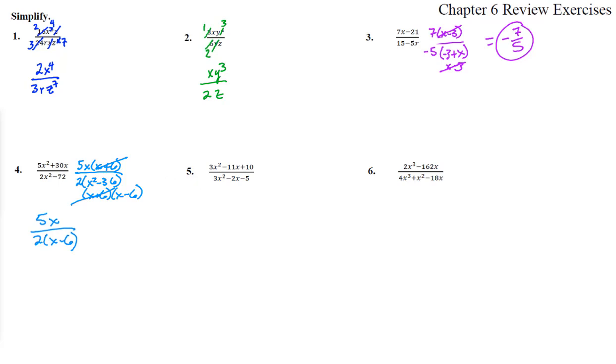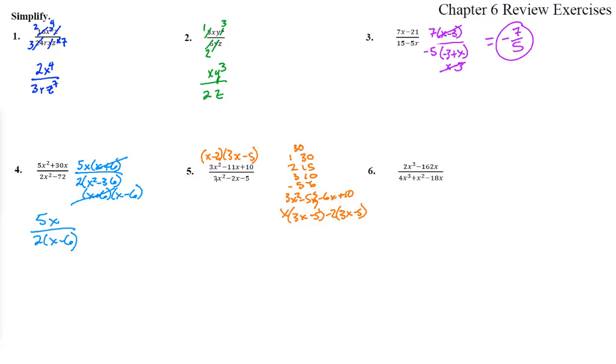All right, number 5. Ooh, we're going to need to do the AC method on these. So we'll take the top one over here. 3 times 10 is 30. 1 and 30, 2 and 15, 3 and 10, 5 and 6. Looks like a -5 and a -6. So we get 3x squared minus 5x minus 6x plus 10. Chainsaw, x times 3x minus 5, minus 2 times 3x minus 5. Excellent. So then the top factors into x minus 2 times 3x minus 5.